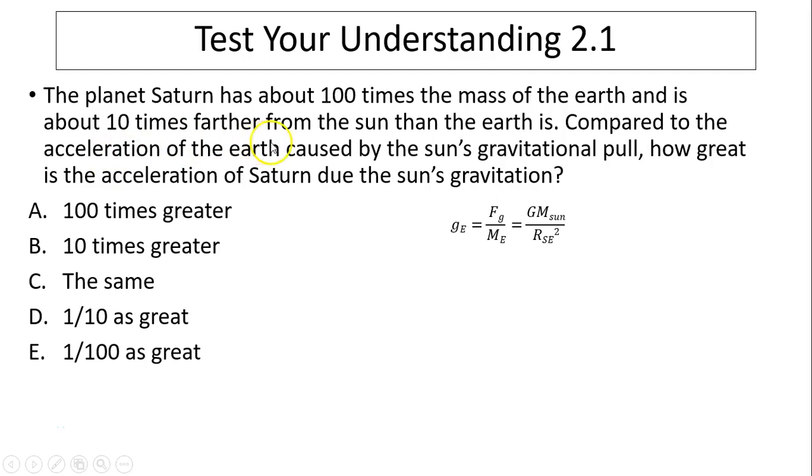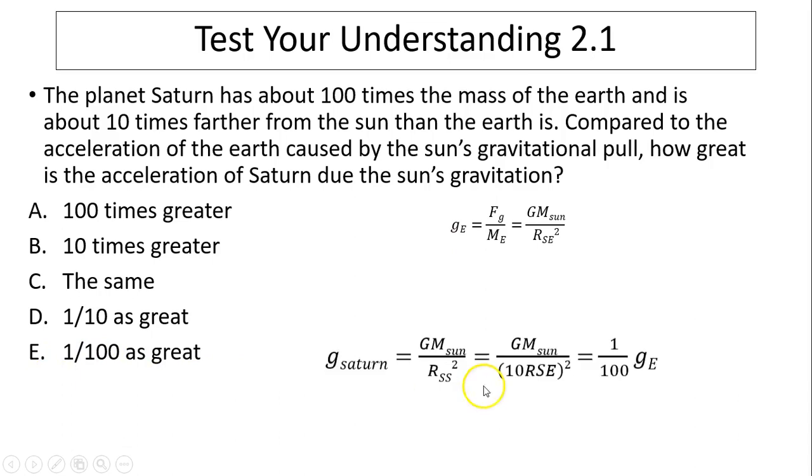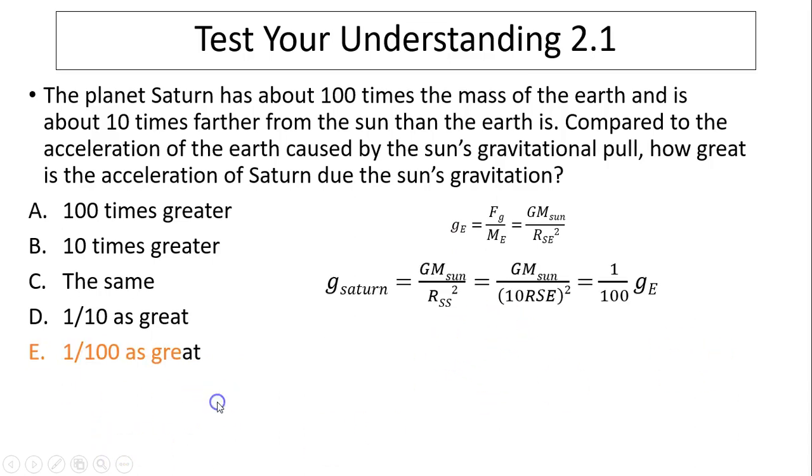Saturn is 10 times further from the Sun than Earth is. So on the bottom, r is increased by 10 times, so the acceleration has to be decreased by 100 times. So it's 1 over 100 as great. Okay, that's it.